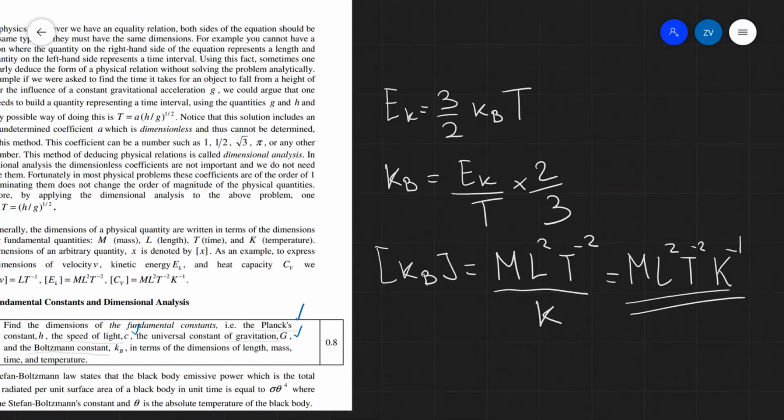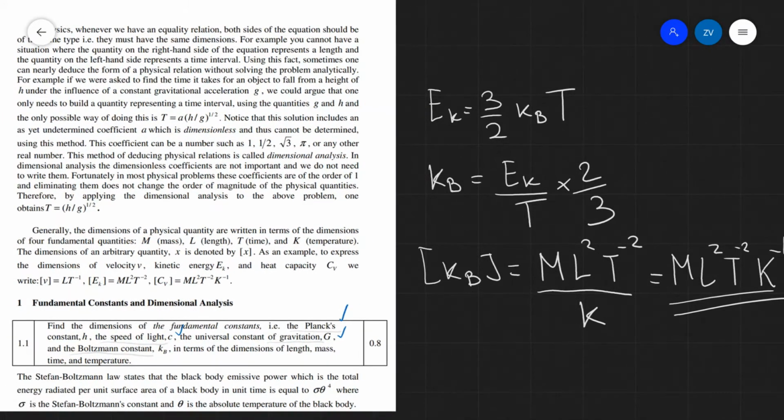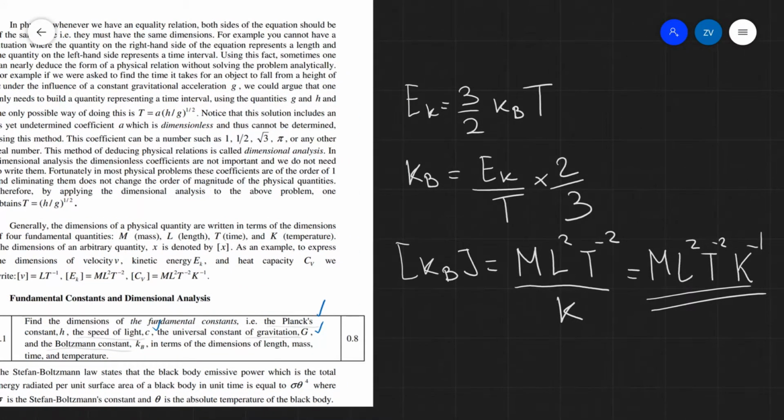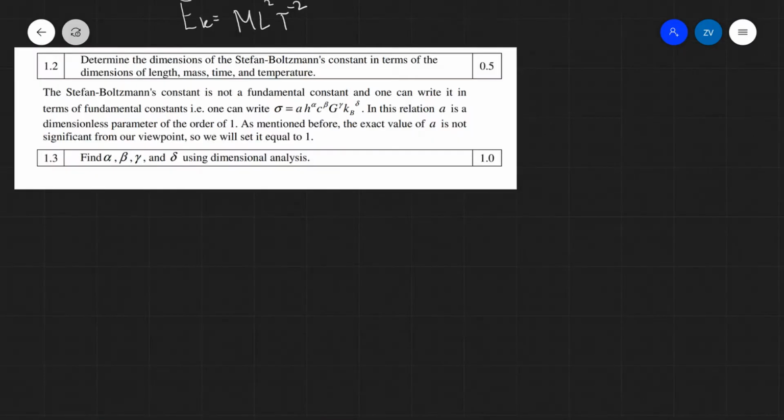And we are done with 1.1, which was a nice and easier start to this Olympiad problem. Let's have a look at the rest. Determine the dimension of Stefan-Boltzmann's constant in terms of the dimensions of length, mass, time, and temperature.